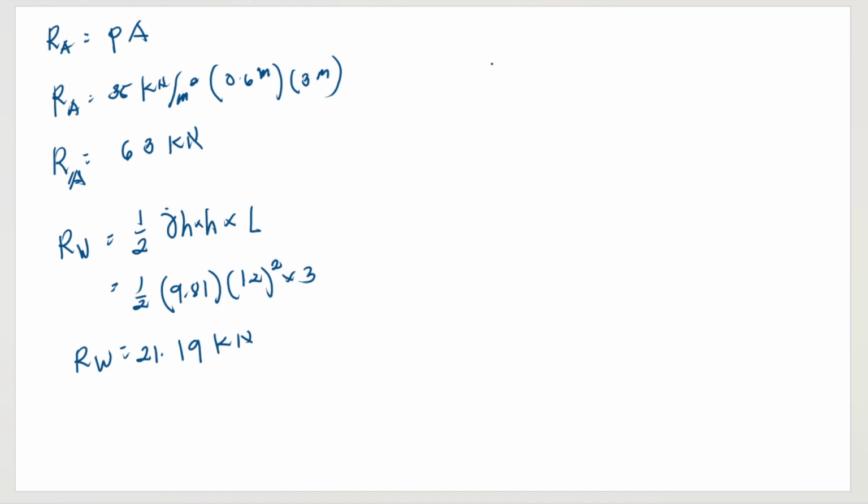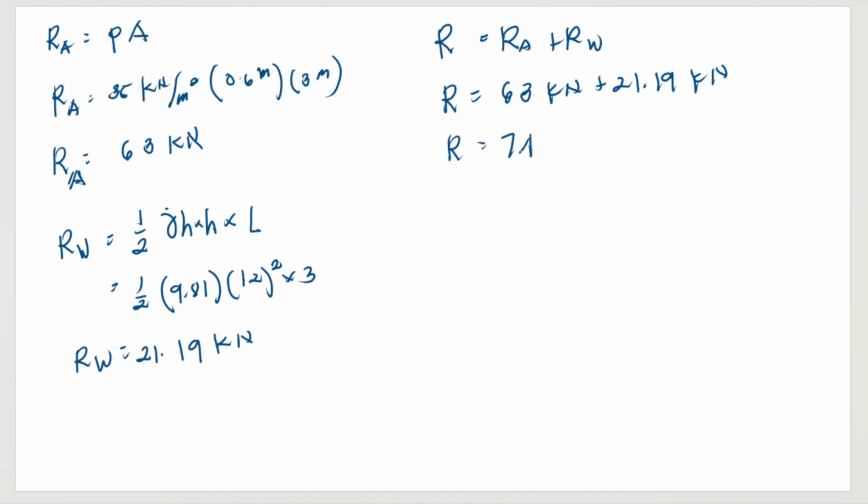So, now we could compute for the resultant. The resultant is equal to R sub A plus R sub W for water. So, R is equal to R sub A, 63 kilonewton, plus 21.19 kilonewton. So, it gives us the answer ng R equals 74.19 kilonewton. So, this is for our reaction. Ito na yung value na nakuha natin.